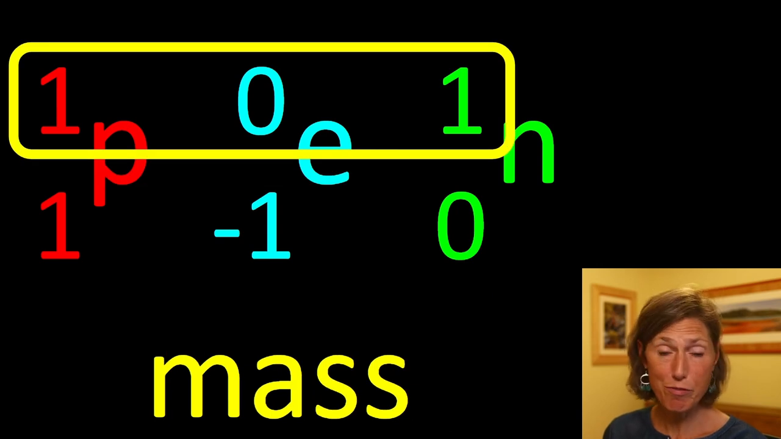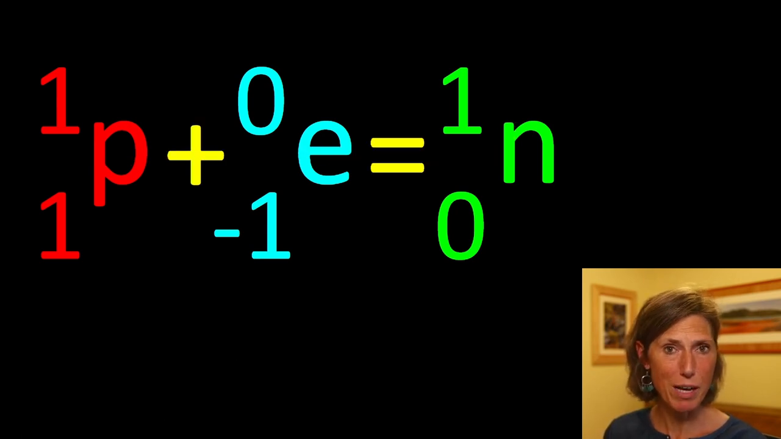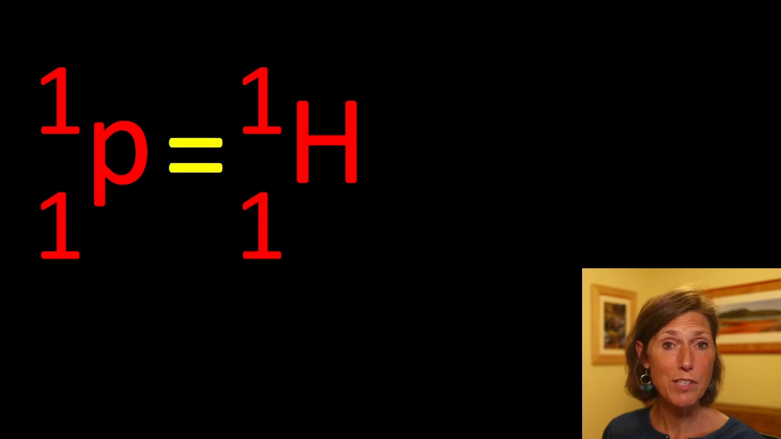as their respective masses. One for protons, zero for electrons, and one for neutrons, which leads to some very basic math: a mass of one plus a mass of zero equals a mass of one. And obviously, a proton is really the same mass as a hydrogen atom. That would be the isotope hydrogen-1.